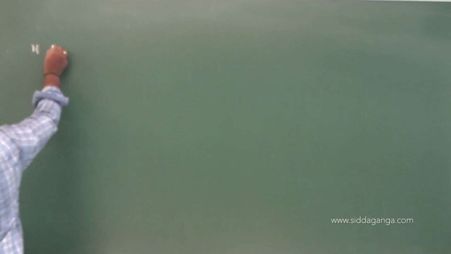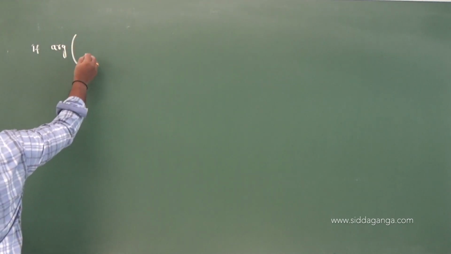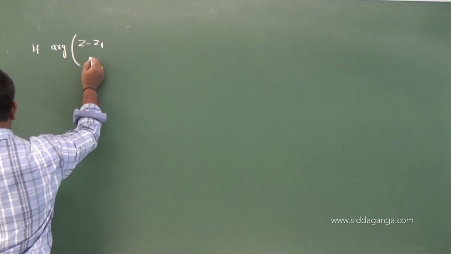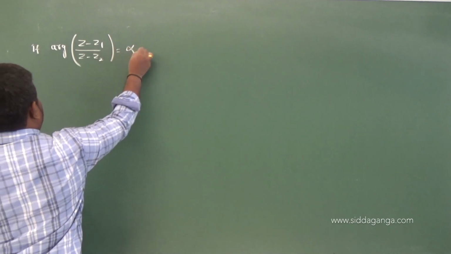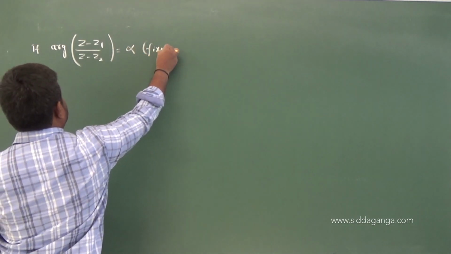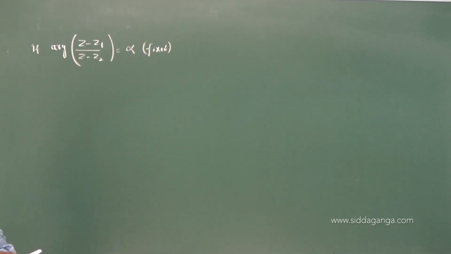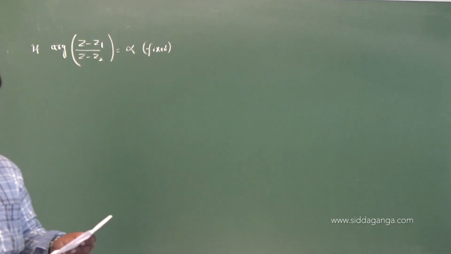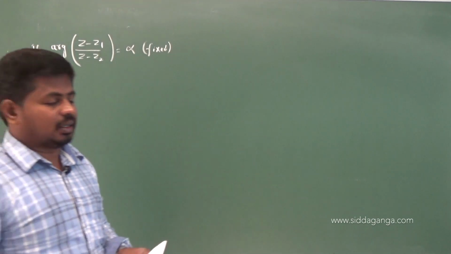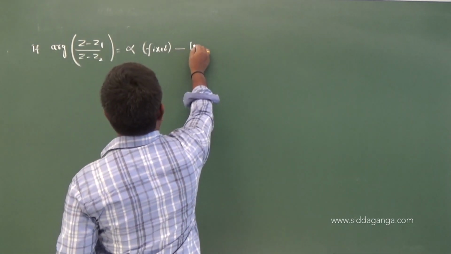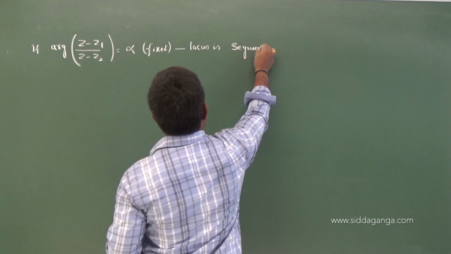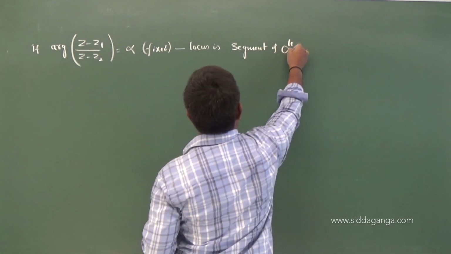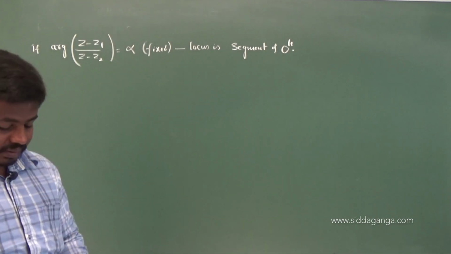Next point is, if the argument of (z minus z1) divided by (z minus z2) is equal to some alpha, some fixed number, then the locus of z is a segment of a circle.